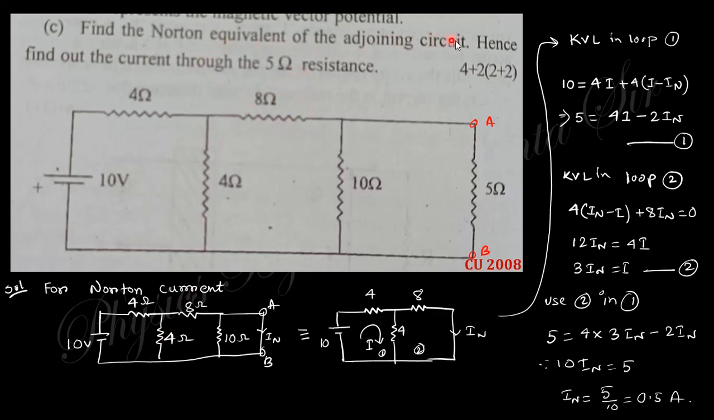Next, find the Norton equivalent circuit of this one. So directly you can use the Norton equivalent circuit. That means you need to find the Norton current directly from the circuit. How? You just short this one. You just short this one. This 4 and 10 are in parallel, and this one.